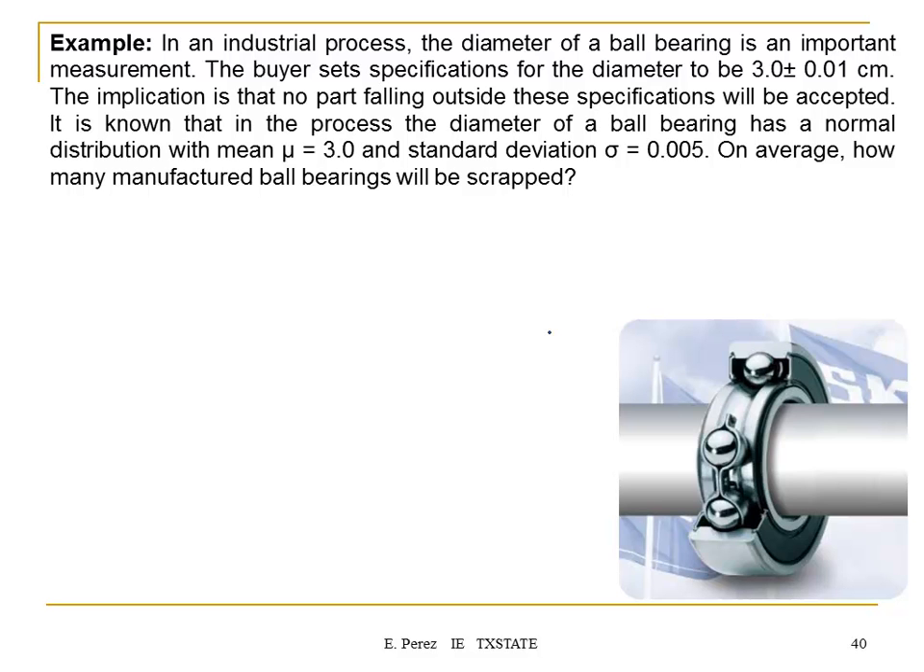So it is known that in the process, the diameter of the ball bearing has a normal distribution. So you can represent the diameter for all the parts based on your historical data using a normal distribution with a mu or a mean of 3 and a standard deviation of 0.005. So the question is, on average, how many manufactured ball bearings will be scrapped? You want to predict, based on your process and your mean and standard deviation, how many of those ball bearings that you're producing are going to be defective.